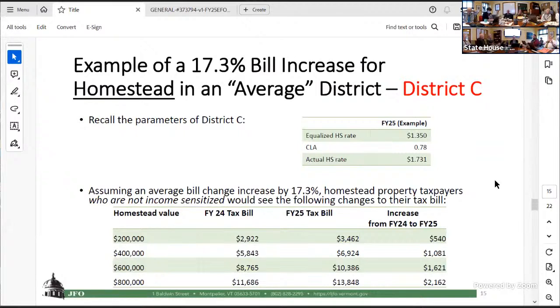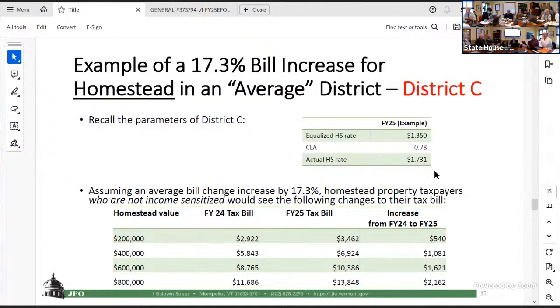Starting out with District C, which I've kind of thought of as the average district, using air quotes for average district because we live in a diverse state with a lot of different factors going on. So the parameters of District C: we had an equalized rate of 1.350, which was the equalized average homestead rate presented to the E-Board. District C has the average CLA in 2023, which gives the actual homestead rate for District C of 1.731.